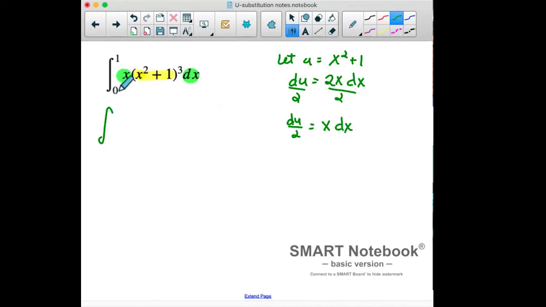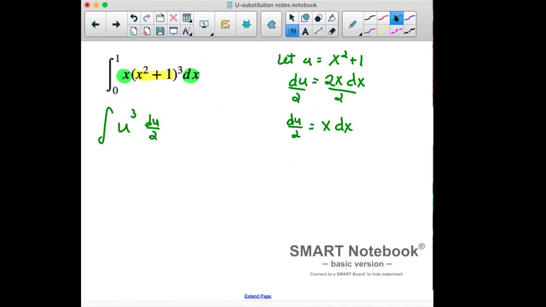This is what x is, so I can't use the 0 and 1. But I can go ahead and substitute in. I have my u cubed, and I can replace x dx with du over 2. And so now I need to figure out my limits of integration.